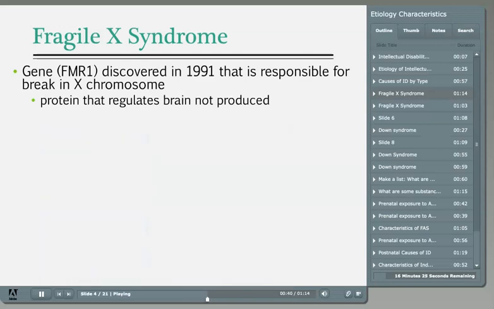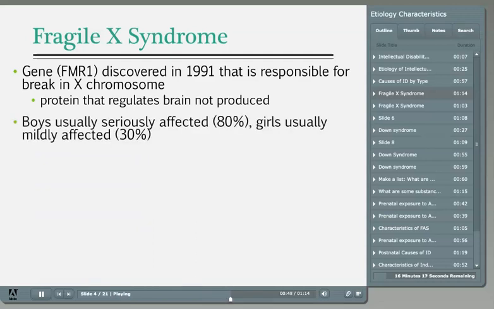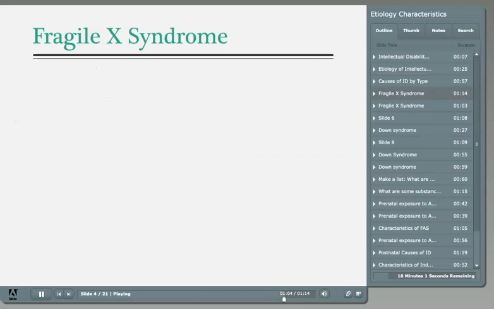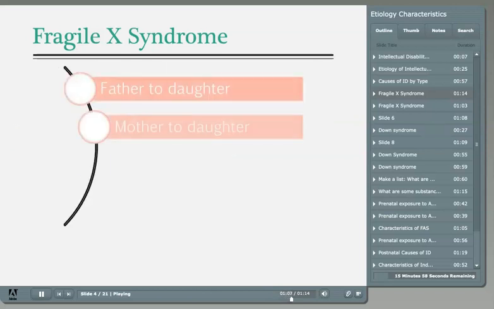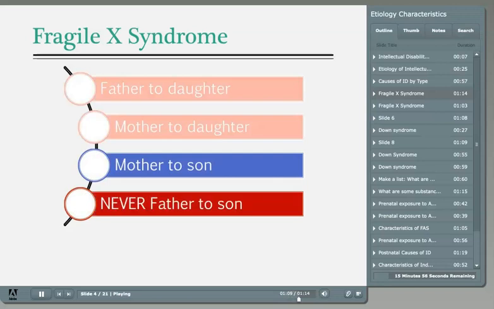Boys only have 1 X chromosome, so if they have Fragile X syndrome, they're usually more seriously affected. Girls, on the other hand, have 2 X chromosomes and are usually just mildly affected in terms of their learning. In girls, the second X chromosome can compensate for the break in their other X chromosome. Fragile X syndrome is either transmitted from father to daughter, or mother to daughter, or mother to son, but it is never transmitted from father to son because the father provides the Y chromosome to the son.